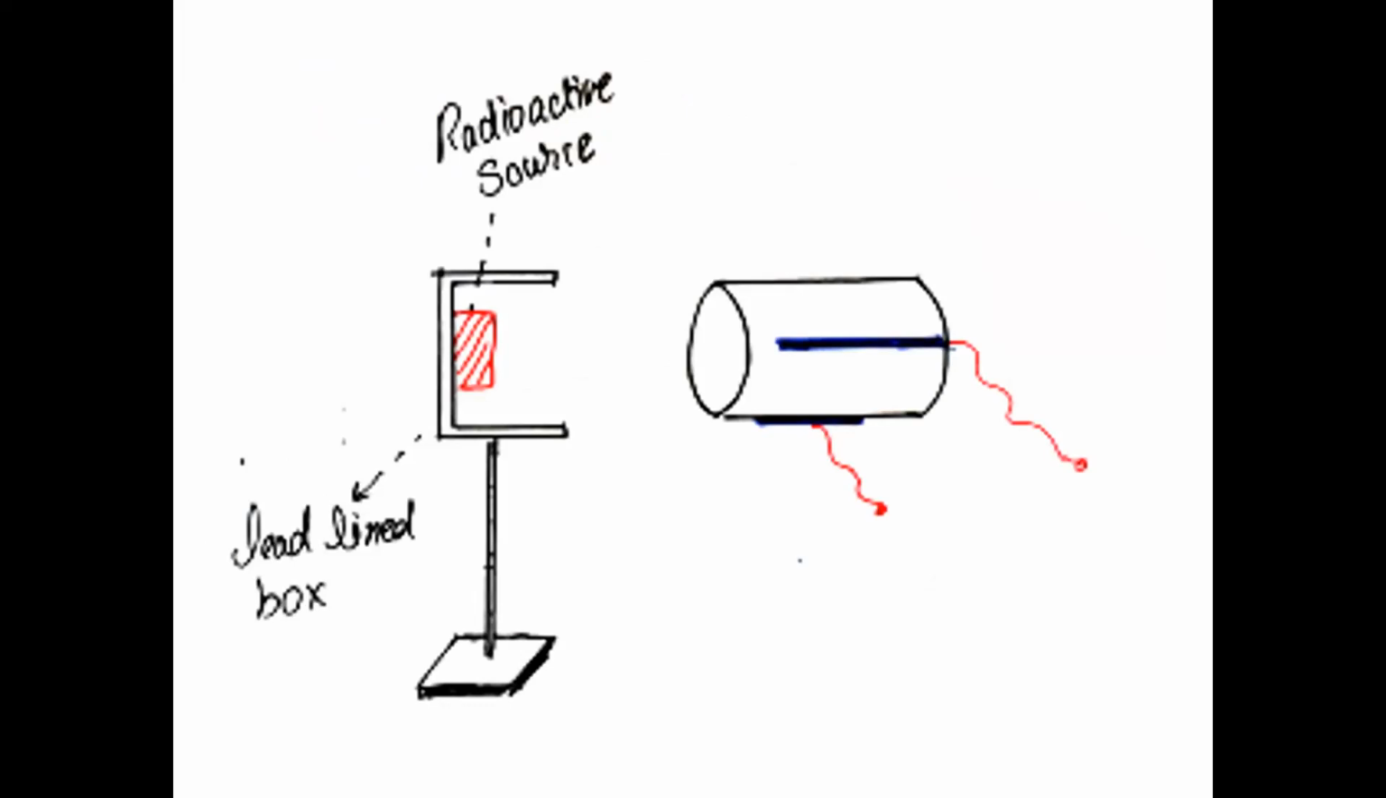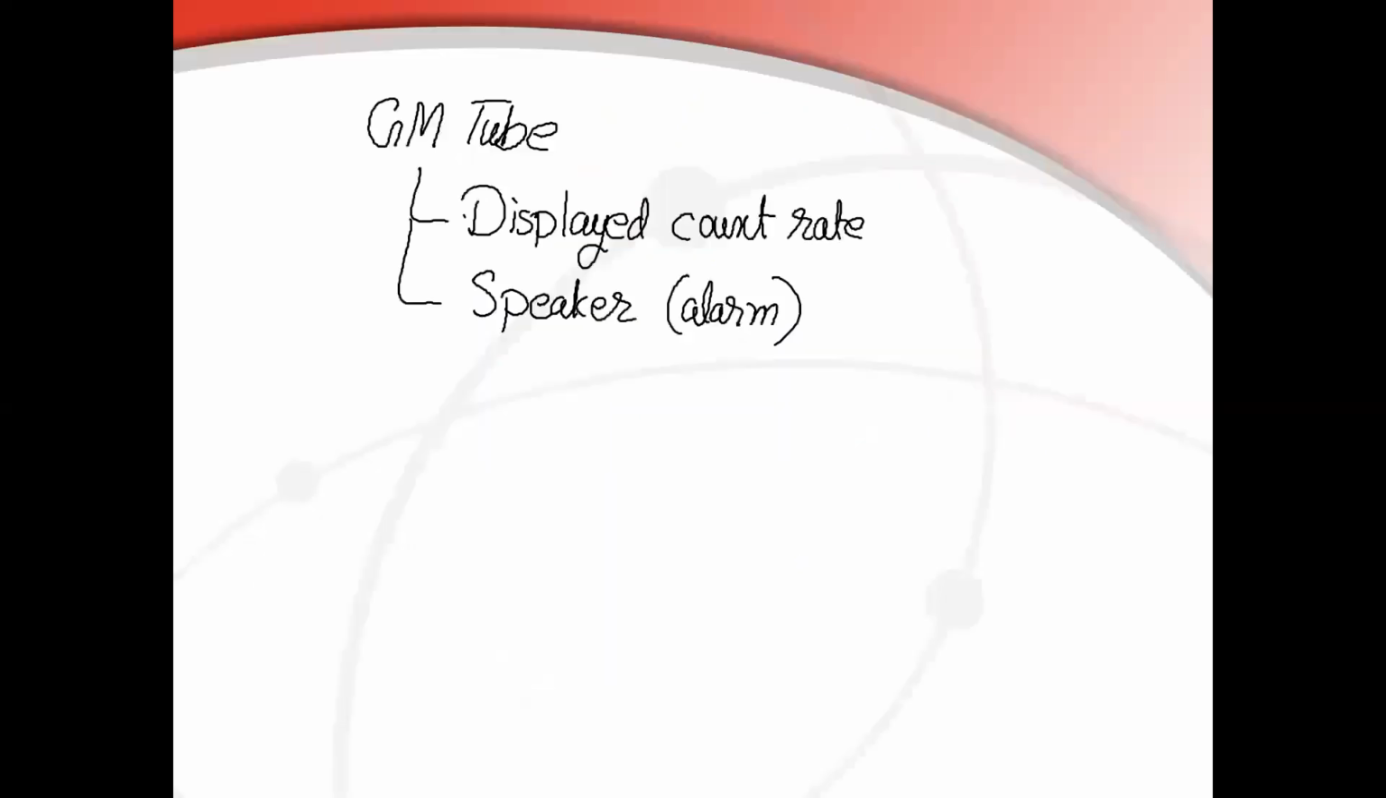We will always put the radioactive source in a lead lined box, and we should keep the radioactive source close so that GM tube can detect alpha particles. Alpha particles actually cannot travel much. This is the problem. Alpha particles cannot travel much, so you need to put it very close.